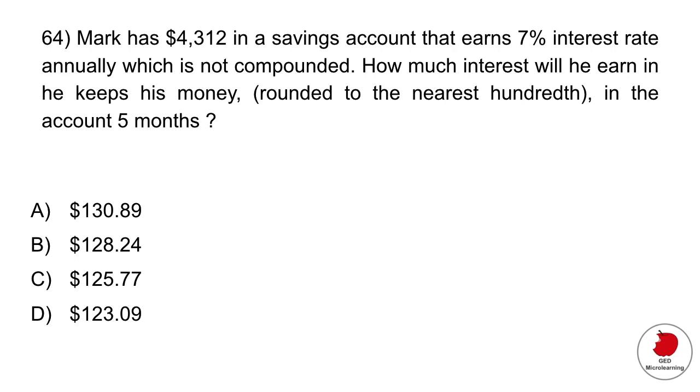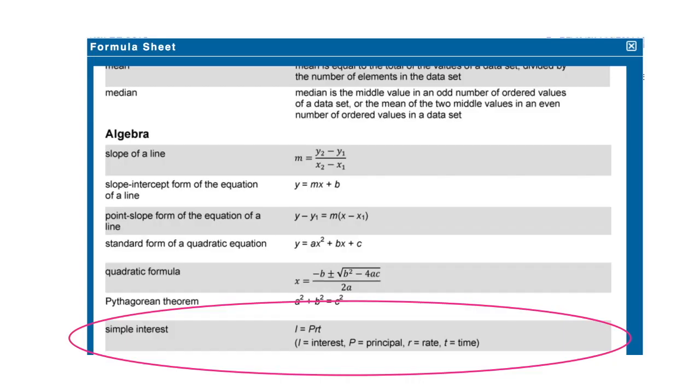All right, so Mark has $4,312 in a savings account that earns 7% interest rate annually, which is not compounded. How much interest will he earn, rounded to the nearest hundredth, if he keeps his money in the account 5 months? Okay, so this is a simple interest question.